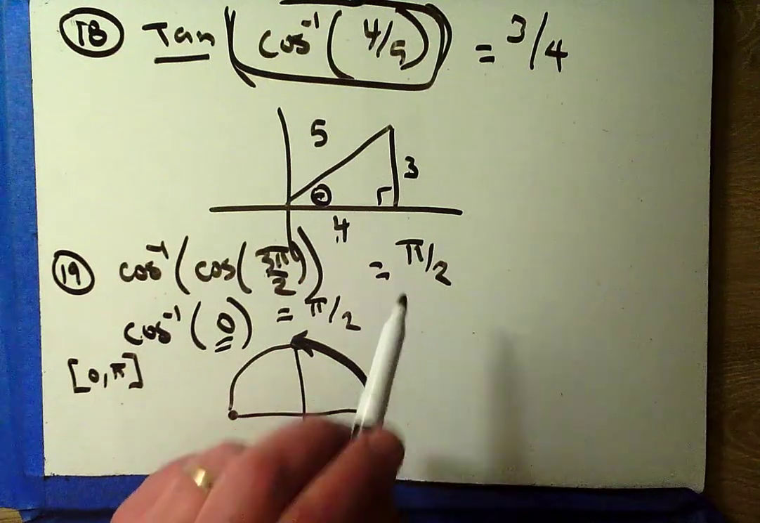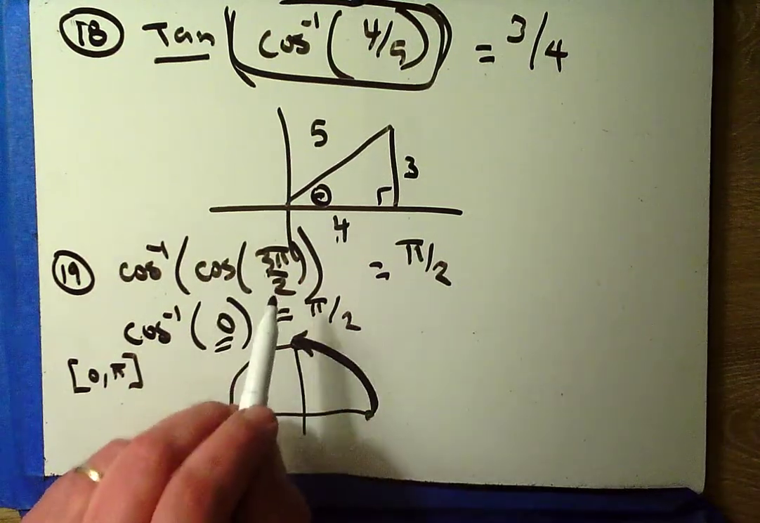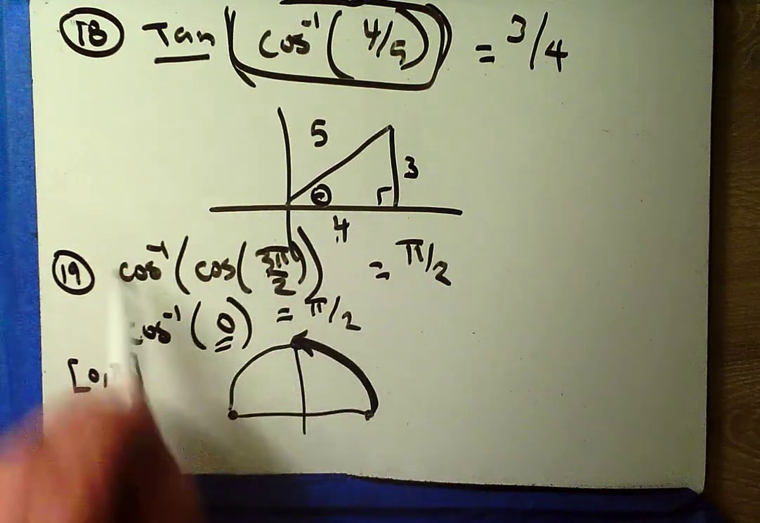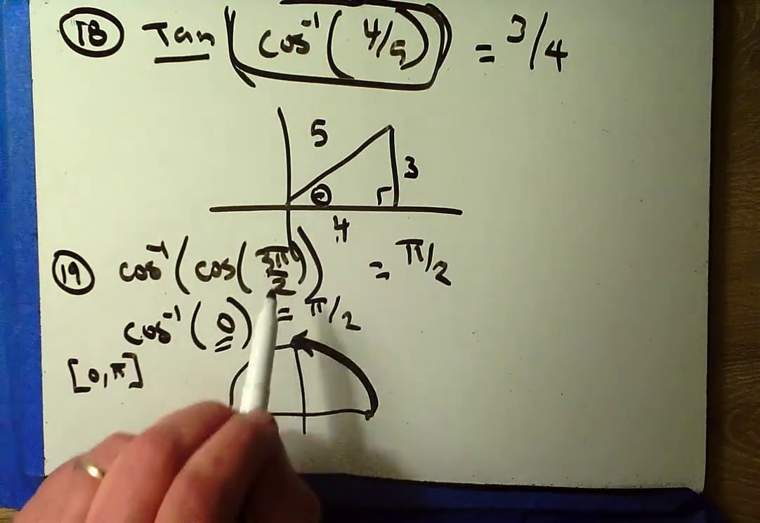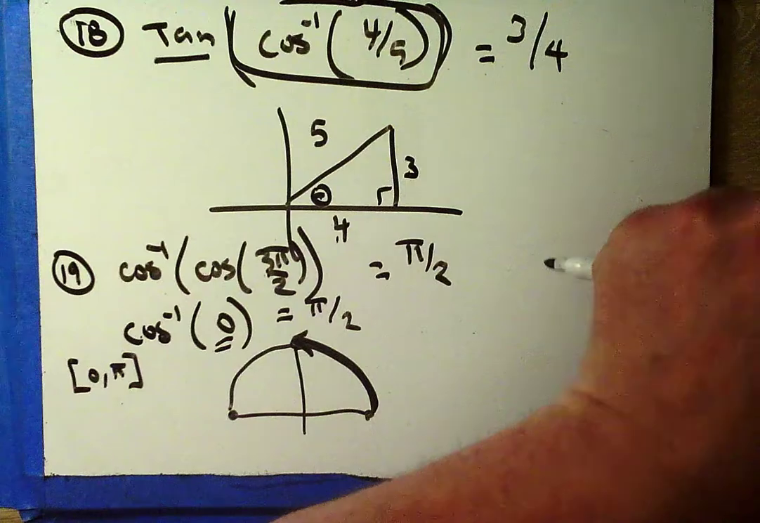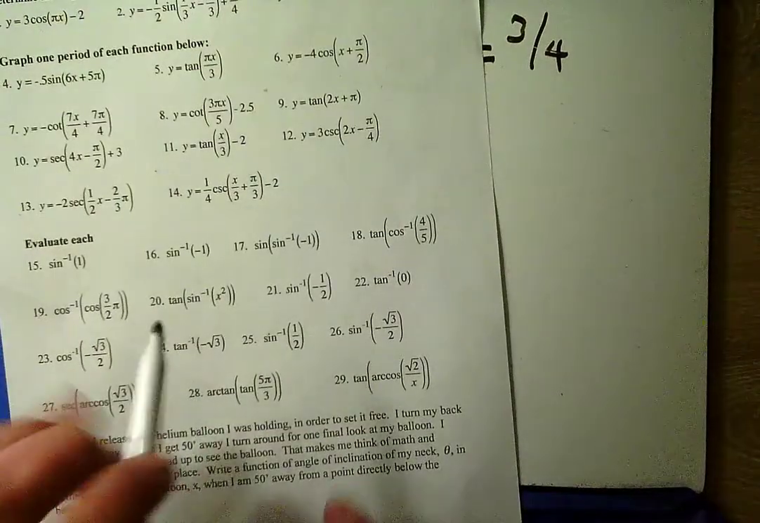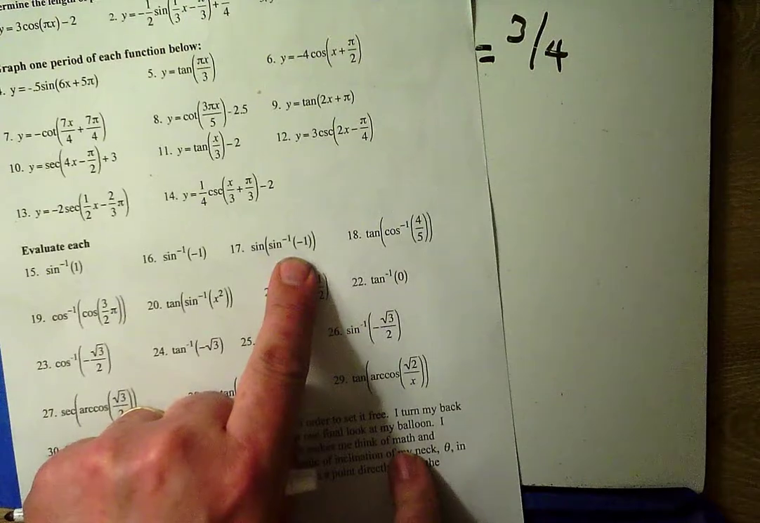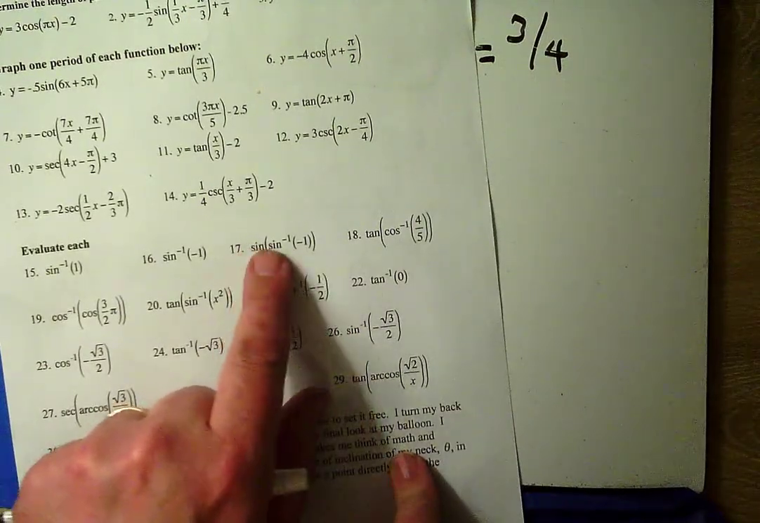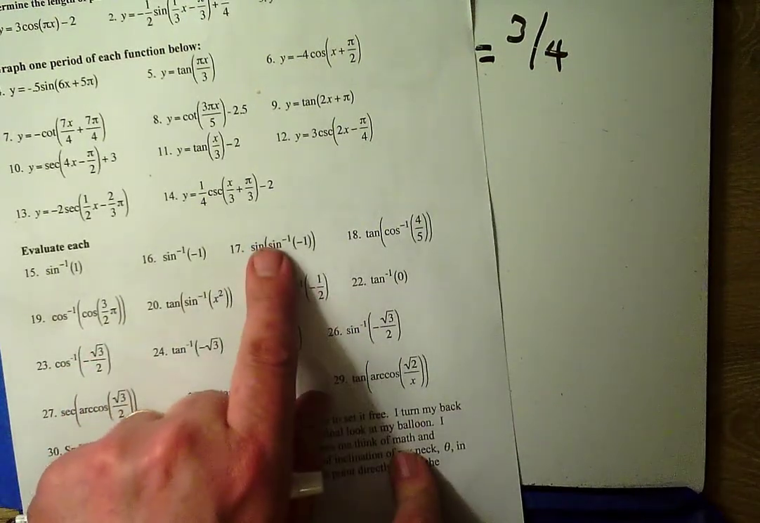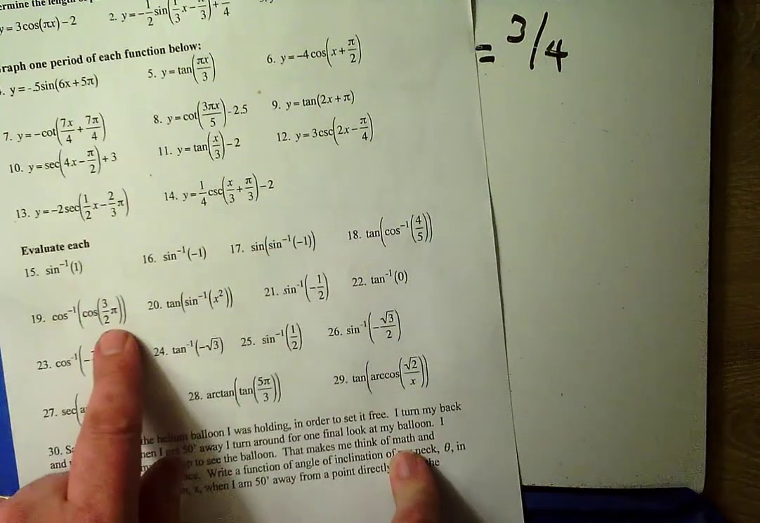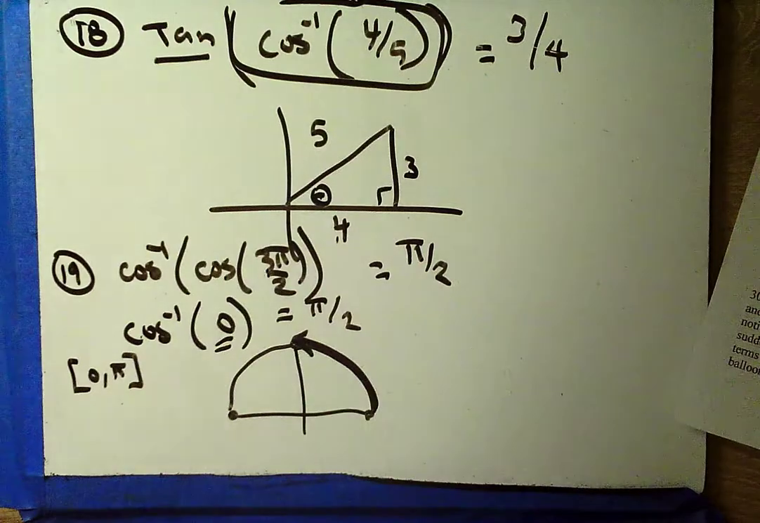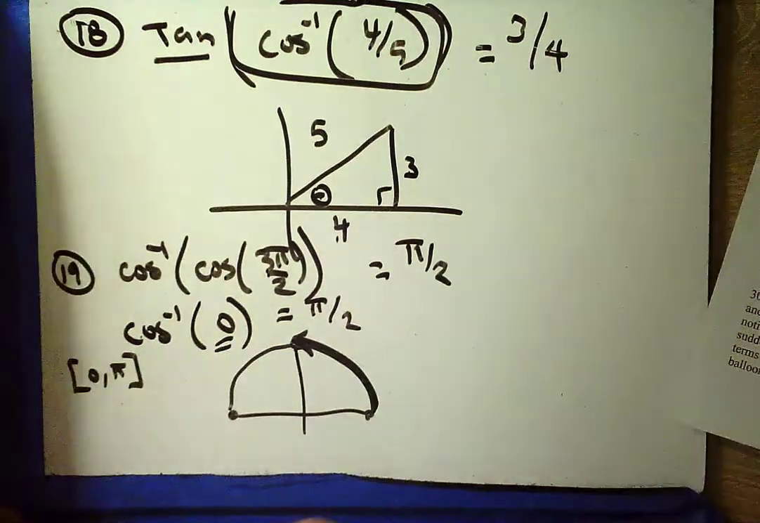And our answer is supposed to be pi over 2. The rule we came up with in class is, if the given angle is outside of the restriction, you can't just cancel. This is outside of the restriction. The problem we looked at before, that wasn't a given angle, so there we could cancel. It's only when the given angle is outside the restriction that we have to go the long way.